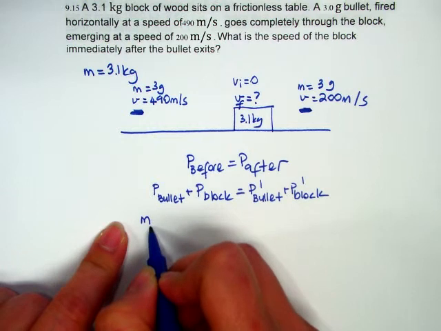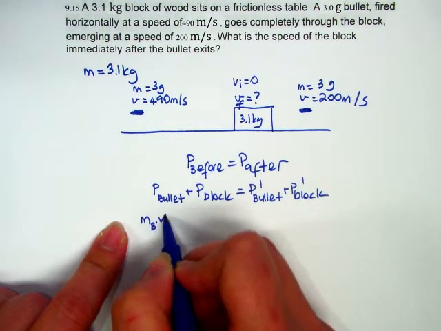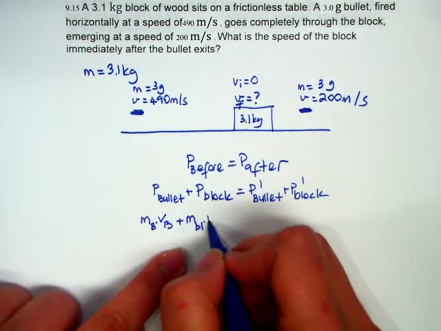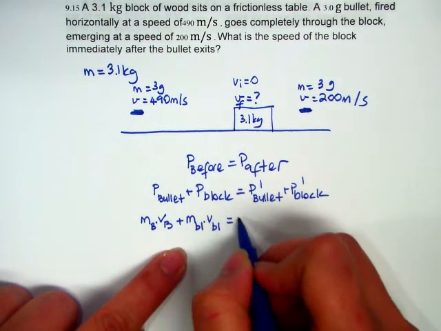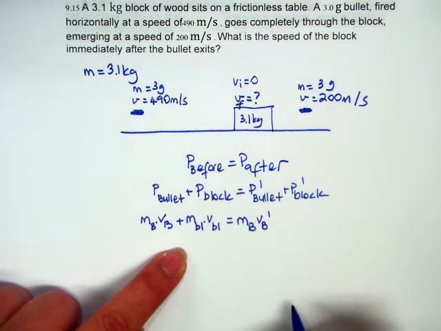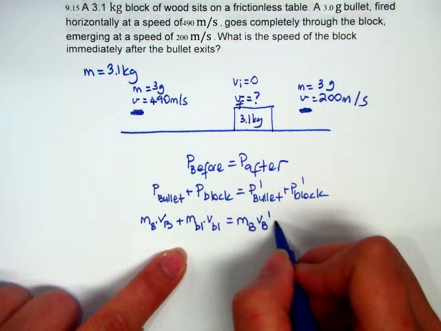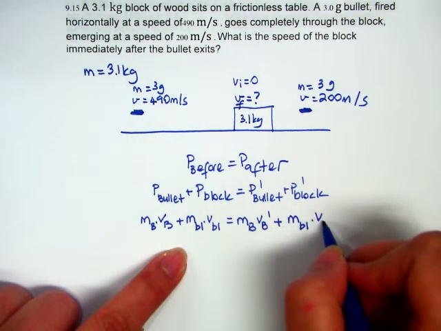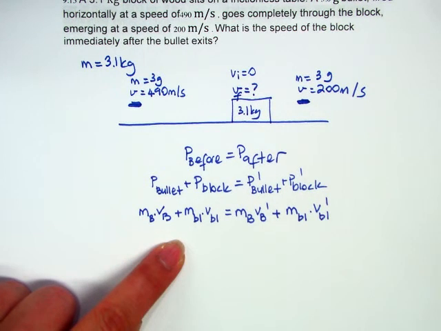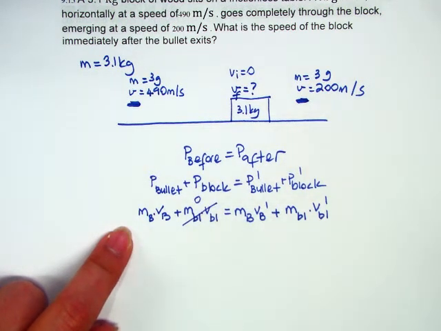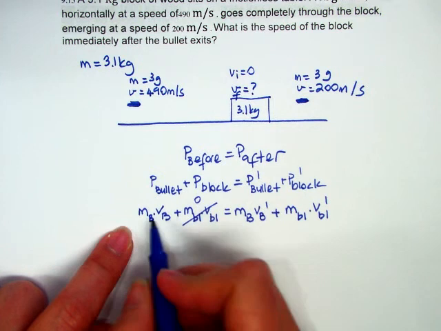Mass of the bullet times velocity of the bullet, plus mass of the block, I'll call this BL, times velocity of the block. And then here, the mass of the bullet is going to be the same. This is going to be the final velocity for the bullet, and this is going to be the final velocity for the block, which is going to be prime. Here it's going to be 0 because, as I said, the block is not moving at the beginning.